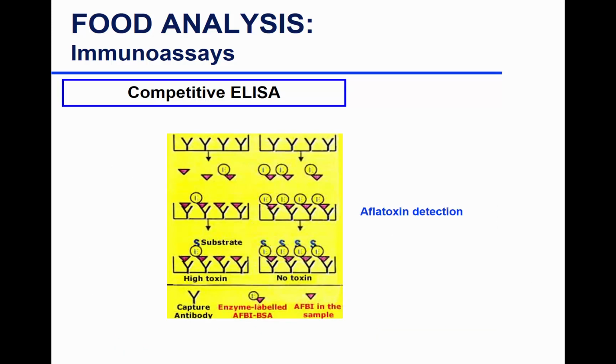Okay, this is an example of aflatoxin. So this is showing you how the competitive ELISA works. So when you have no toxin, all of your labeled antigens, labeled hapten, are going to bind, and you have the highest absorption. When you have a lot of aflatoxin in there, some of the aflatoxins will bind to the antibodies, and a very minimal amount of the bound hapten will find a location, so you'll have low absorption.